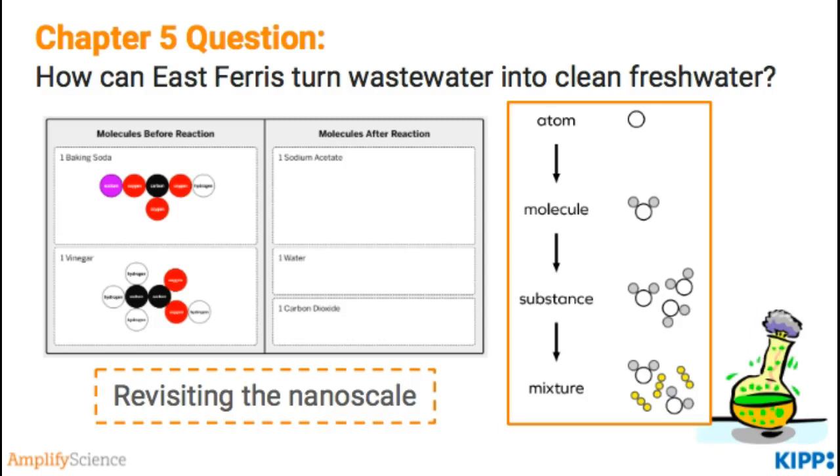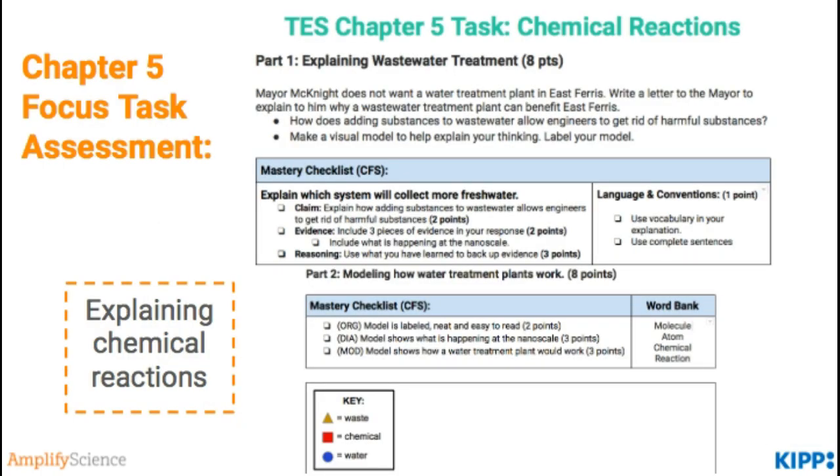In this chapter, students will revisit the nanoscale for a close-up look at how molecules get rearranged after a chemical reaction, and revisit the hot yellow gas reaction to identify exactly which substances are responsible for each part of the reaction. The Chapter 5 tasks ask students to explain chemical reactions based on what they have learned.